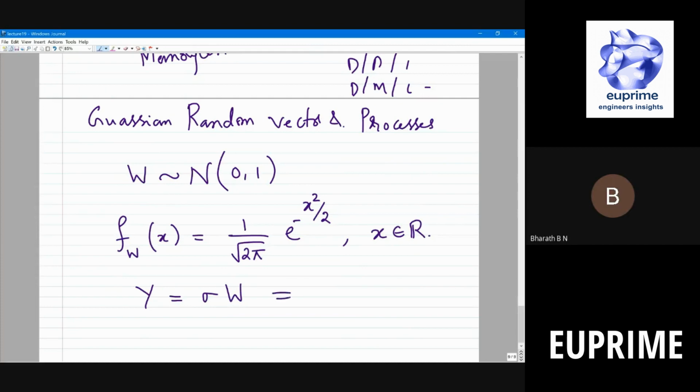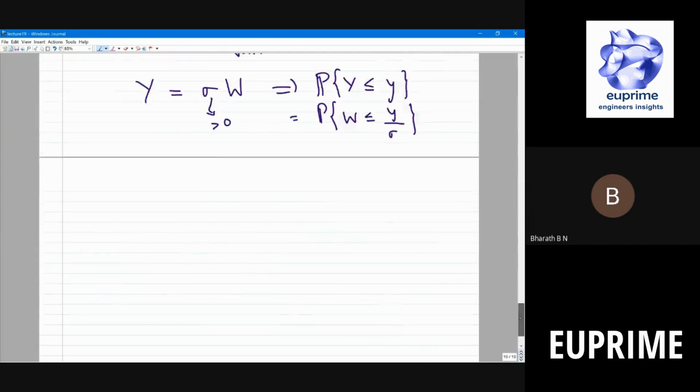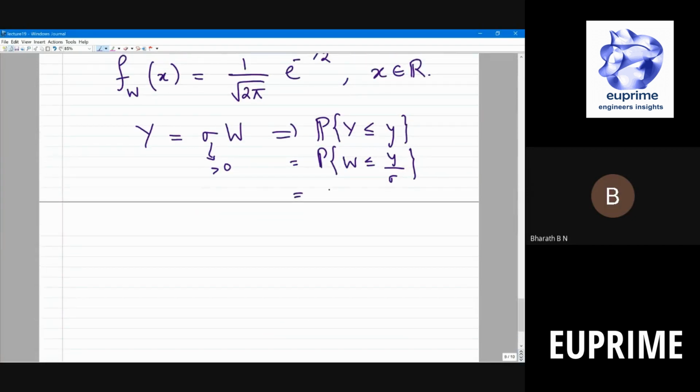So how do you find this? I'll just quickly go over. You need to find the CDF first, right? What is the CDF? It's the probability that sigma W is less than or equal to y, where sigma is positive, so this is greater than 0. That is W less than or equal to y by sigma. This will be your CDF of W at y by sigma, right?